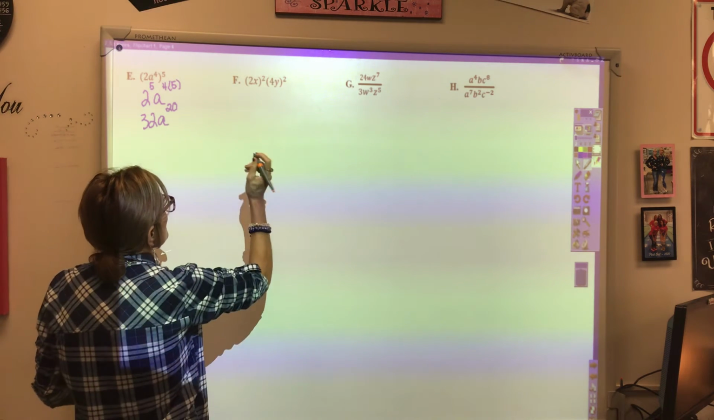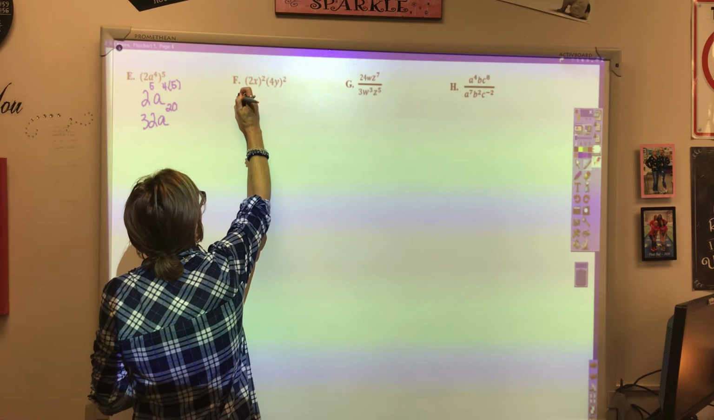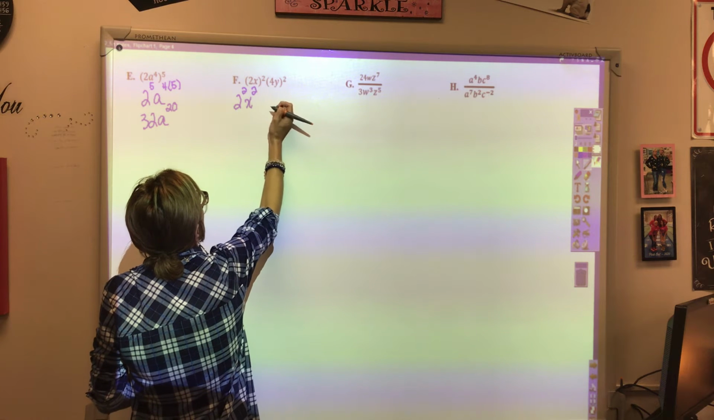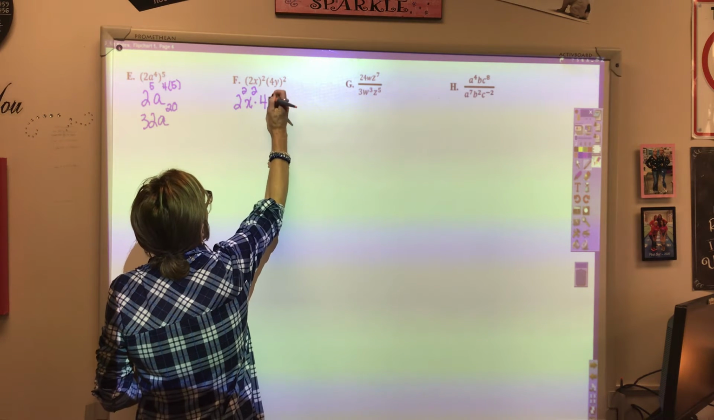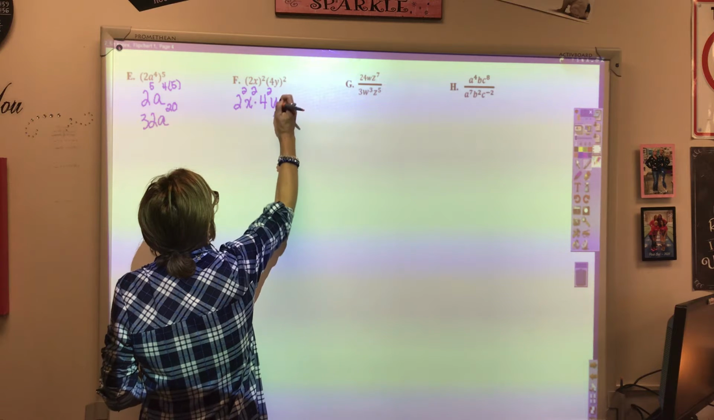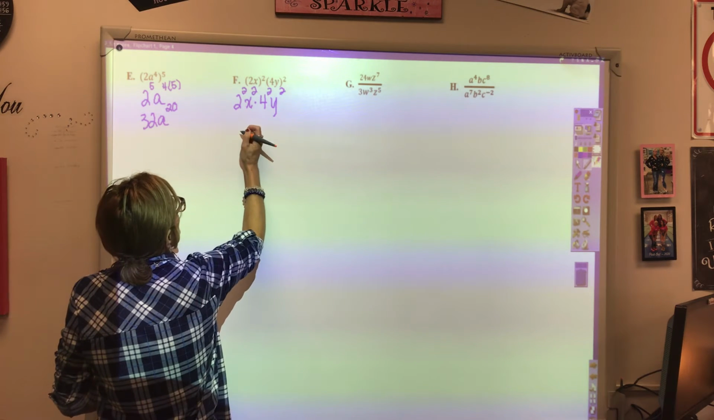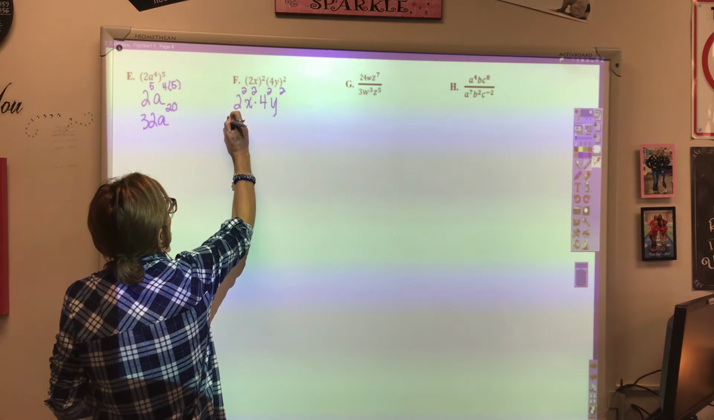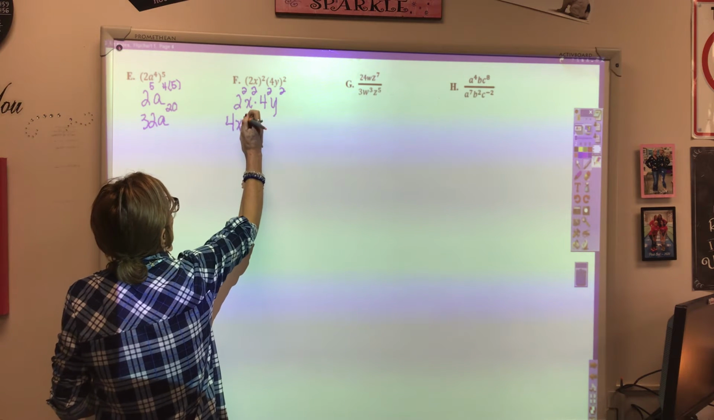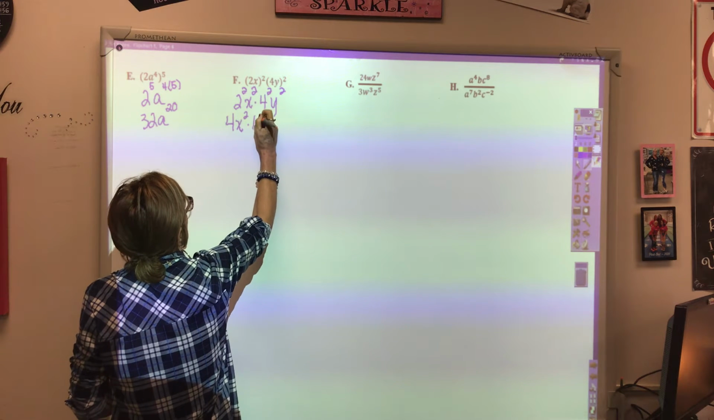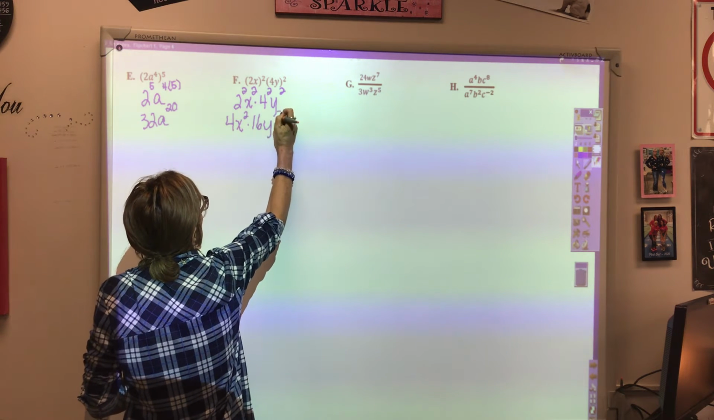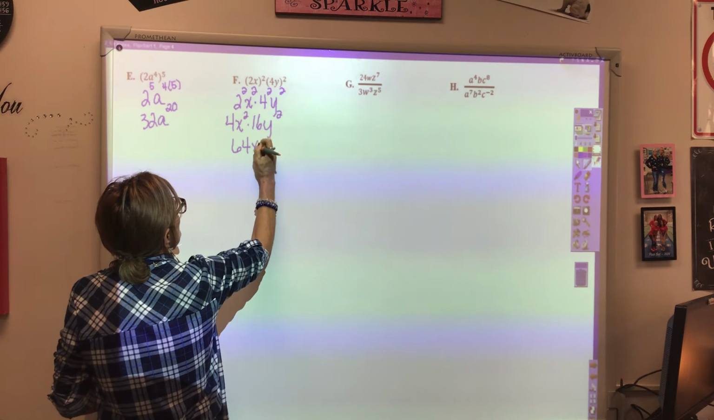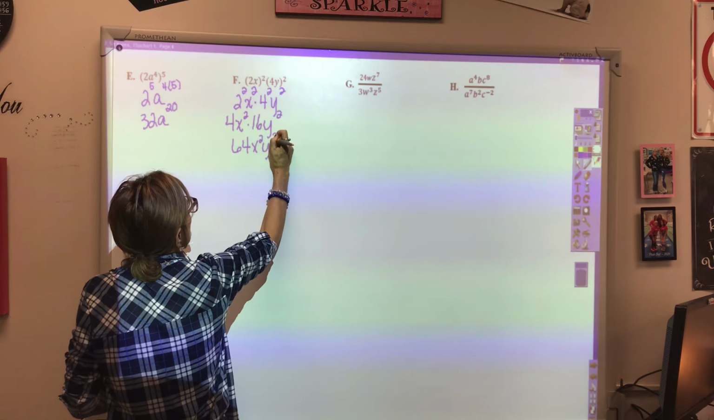On the second one, first thing we would do is rewrite as 2 squared x squared times 4 squared y squared. Then I would simplify my numbers with power, so I had 4x squared times 16y squared, which would be 64x squared y squared.